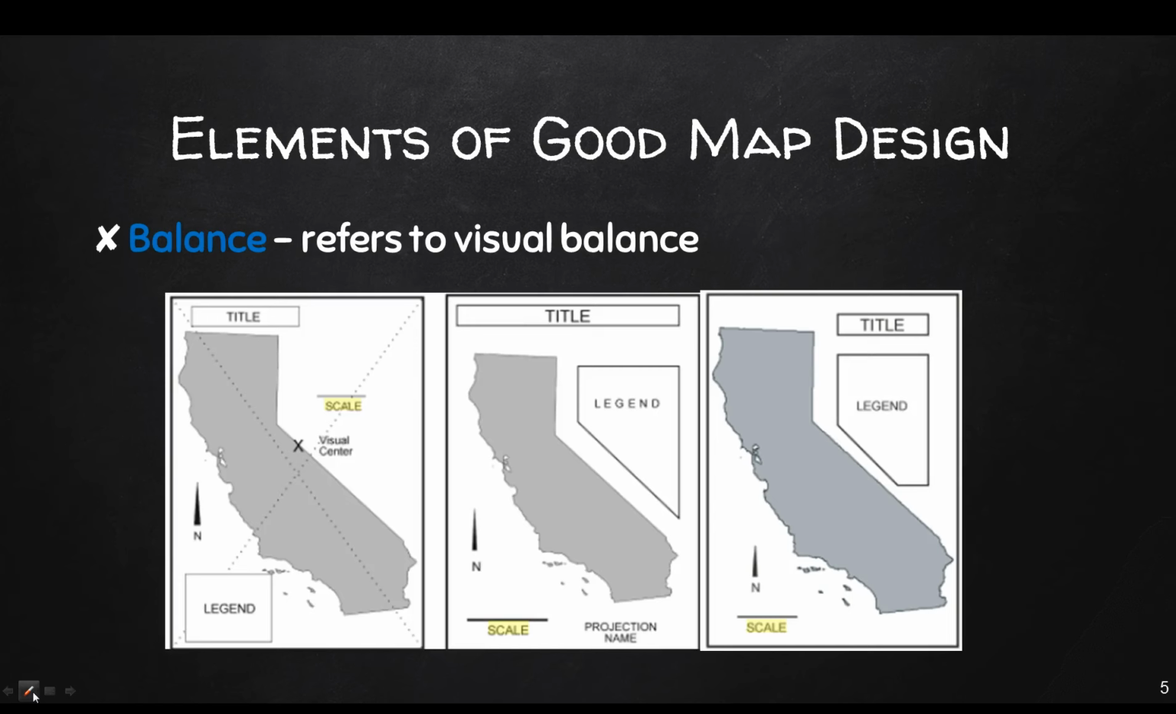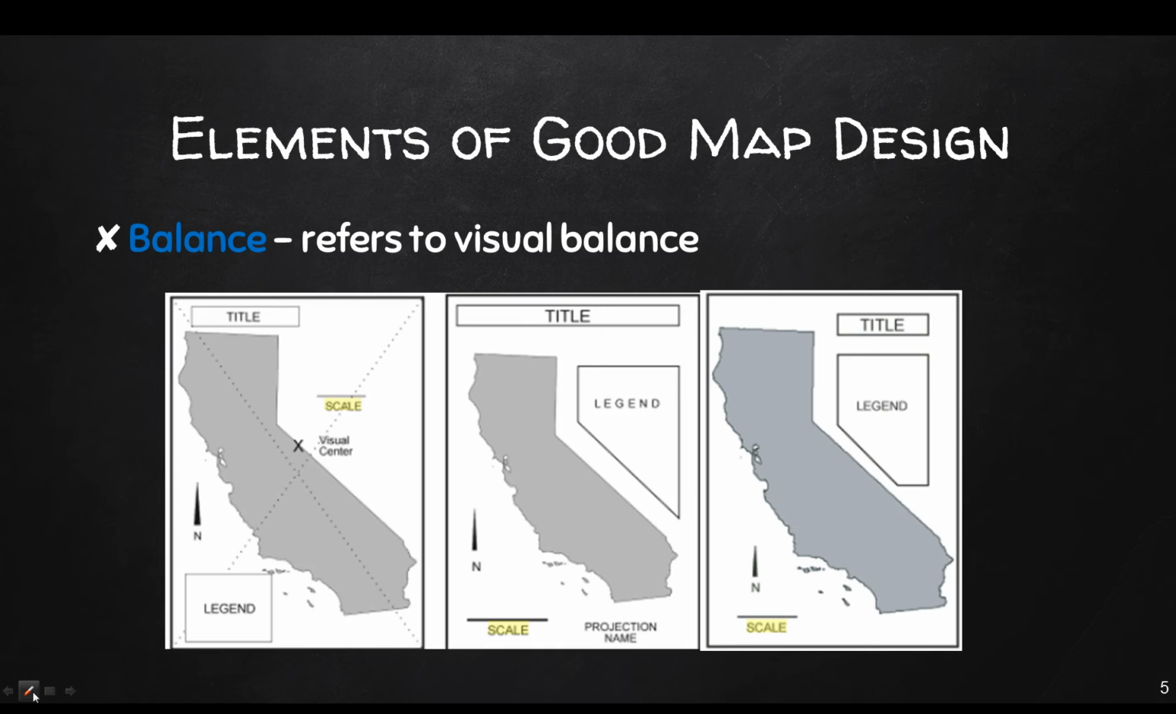Next is balance, and refers to the visual balance. So the layout on the left is poorly balanced. The visual center, where the X is, kind of looks like the map is going to fall off to the left. The middle map, the page has many elements, but the subject area, which is California, the state outline, takes up too little of the available space. It's too small. And the map on the right is a better layout and uses the available space.